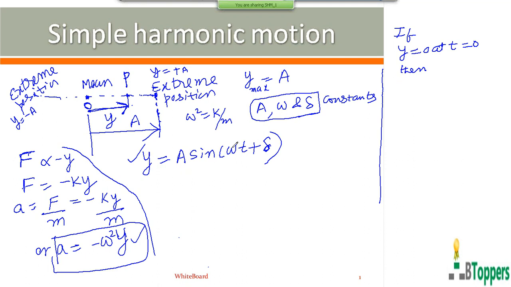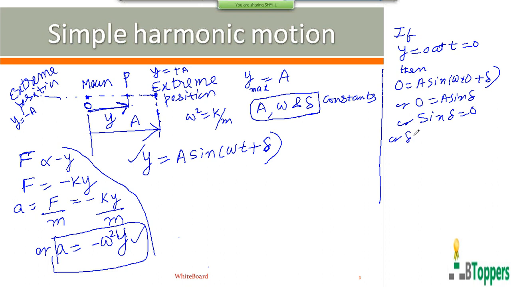So if you substitute y equal to 0 at t equal to 0, you get 0 equal to A sin delta, or sin delta is 0. So the first solution is delta is 0. Second solution is pi or 2 pi, etc. in radian.